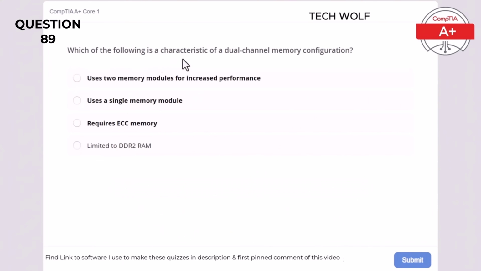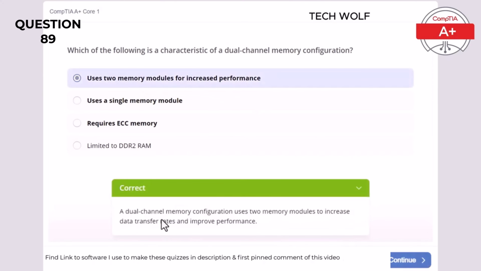Which of the following is a characteristic of a dual channel memory configuration? Uses two memory modules for increased performance, uses single memory module, or requires ECC memory, and limited to DDR2 RAM. And here the correct answer is uses two memory modules for increased performance, as dual channel memory configuration uses two memory modules to increase data transfer rates and improve performance.